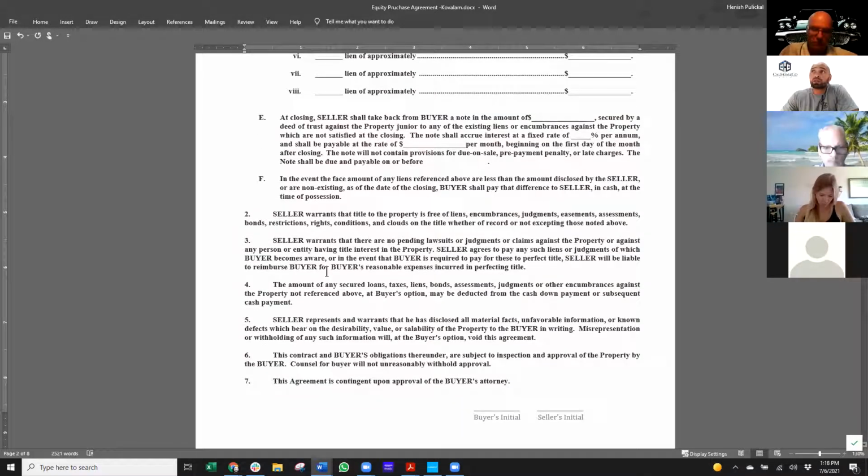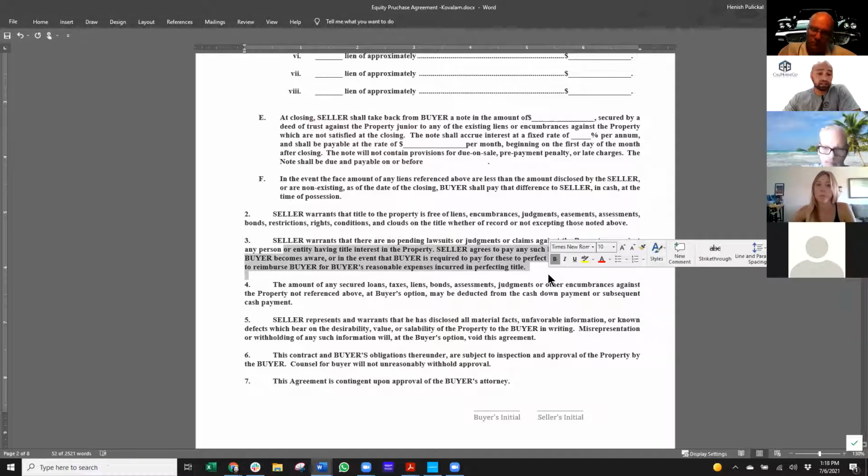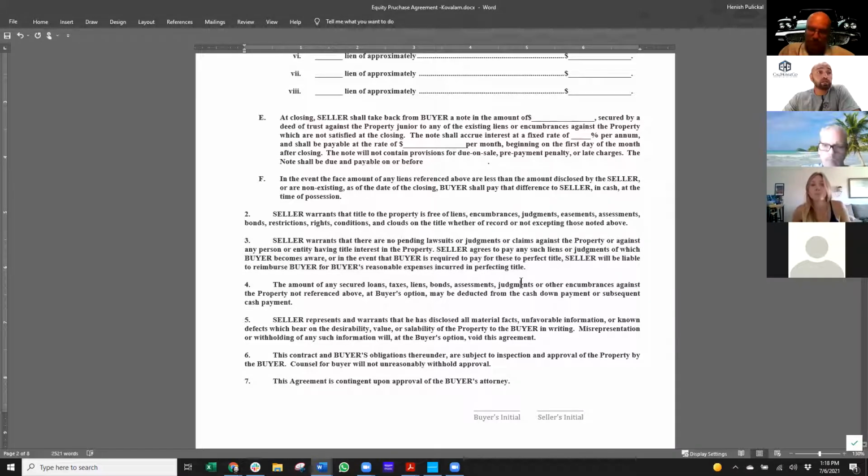Number 3, seller warrants that there are no pending lawsuits, judgments, or claims against the property or against any person or entity having title interest in the property. Seller agrees to pay any such liens and judgments of which the buyer becomes aware, or in the event that the buyer is required to pay for these to perfect title, seller will be liable to reimburse buyer for buyer's reasonable expenses incurred in perfecting title. Make sense? I just don't want someone that's getting sued as my seller, and then all of a sudden the person that's suing them wins and says, hey, we want your house now too. Because that's where you got your most money.